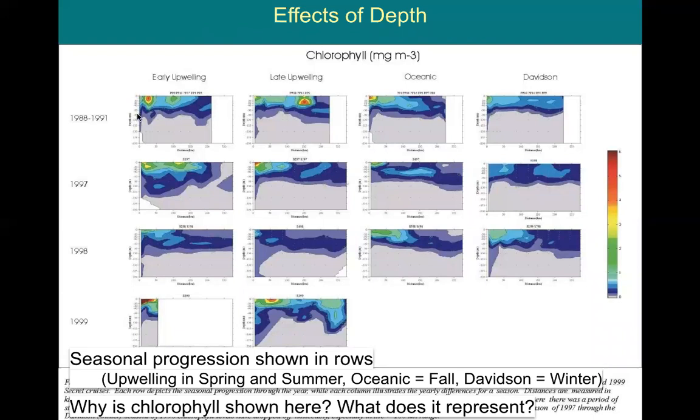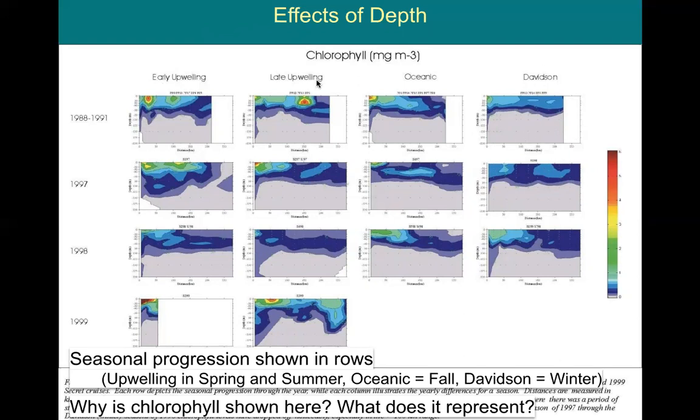So we have some graphs of chlorophyll here, showing ocean levels. We have the coast on the left side of the graph here, and then further from the coast moving to the right, and then ocean depths as well with the surface of the ocean here, and then going down deeper. This is off the coast of California, I believe, and we see seasonal progression moving from the spring and summer into the fall and winter months.